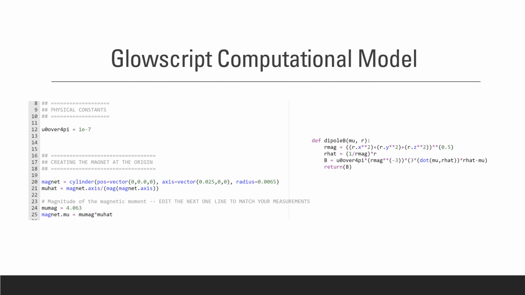So here's my GlowScript code. What we did is we first set up the position of the magnet, and then I entered my magnitude of mu, and then to the right-hand side we made a function that allows us to calculate the magnetic field of the dipole.